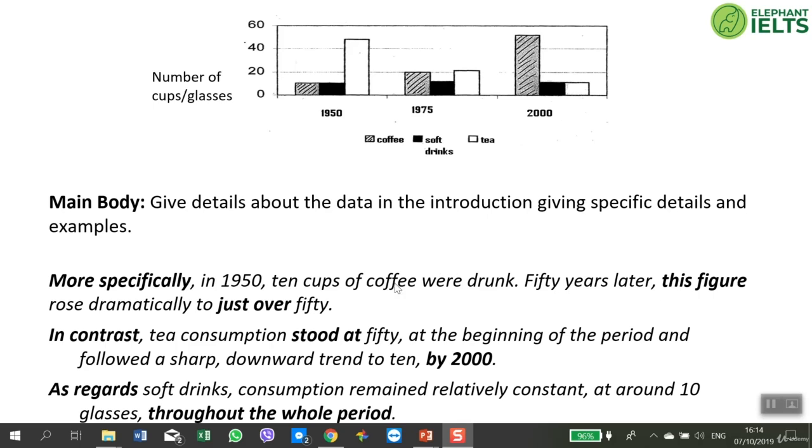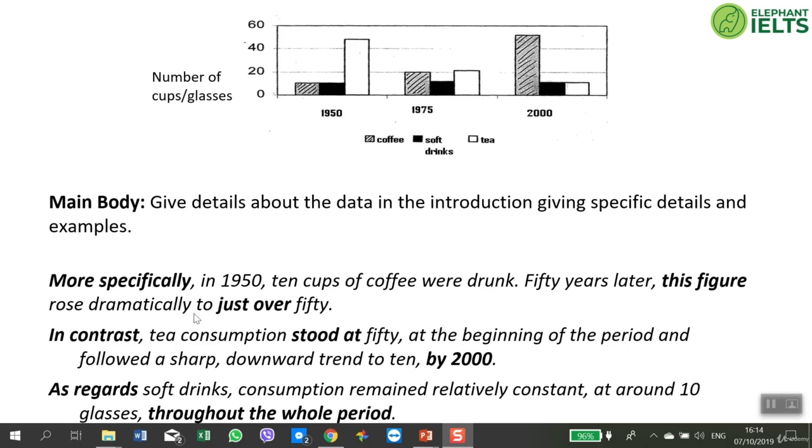So now I've finished talking about coffee, I have to talk about tea. Now, why do I talk about tea and not soft drinks? Well, remember, tea had the second biggest change. I'm going to leave soft drinks till last because, as I said, nothing much happened. So I begin with a linking word, "in contrast." Why do I use "in contrast"? Well, I use "in contrast" because now it's a downward trend. In other words, the trend is opposite to the trend for coffee.